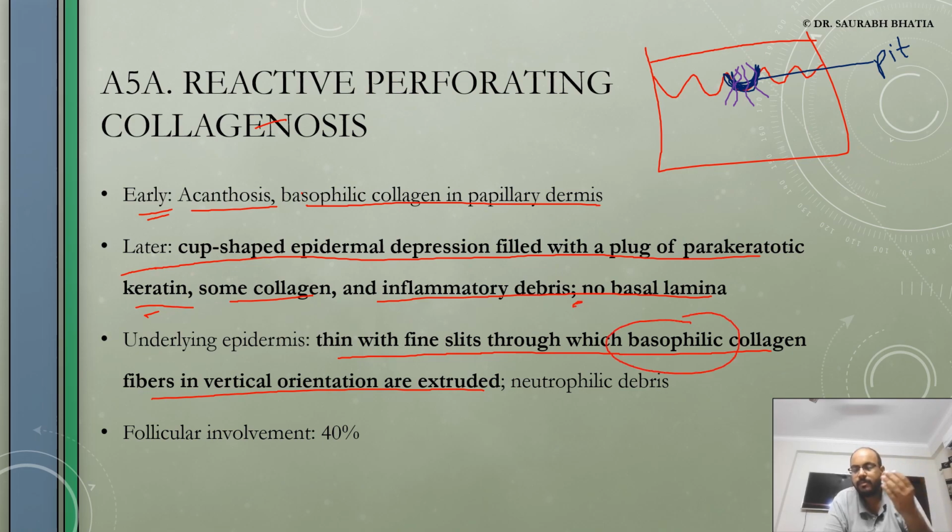basophilic, remember previously wherever we have discussed collagen, we have labeled it as eosinophilic, isn't it? Eosinophilic means red, but basophilic means blue or violet or purple or dark blue. So in reactive perforating collagenosis, you will see blue colored collagen coming through the epidermis from the floor of a crater. In 40% of cases, follicles can be involved. Let's move forward.